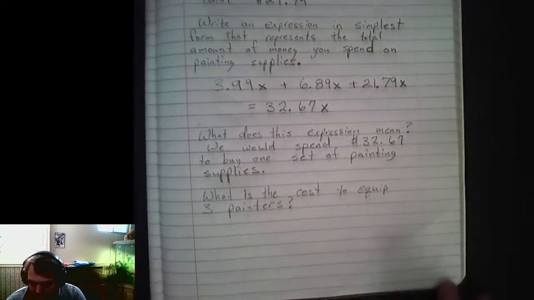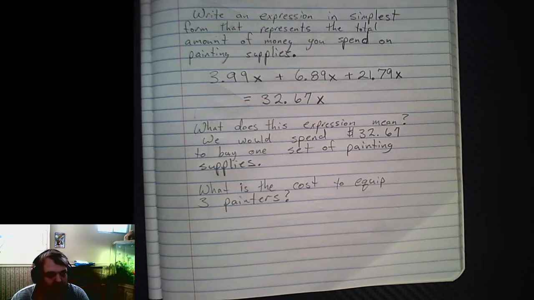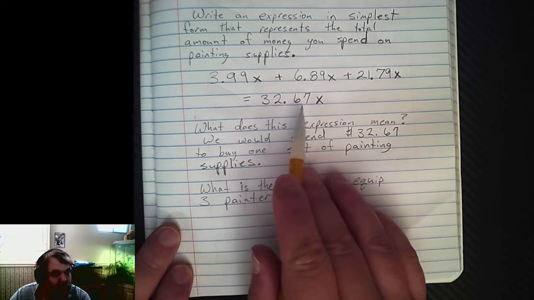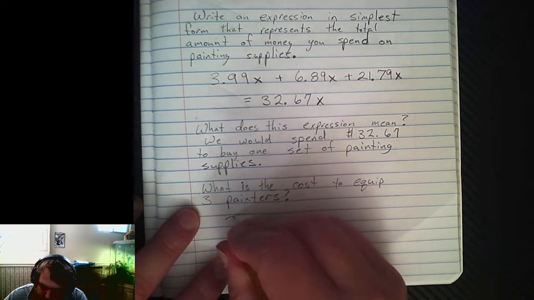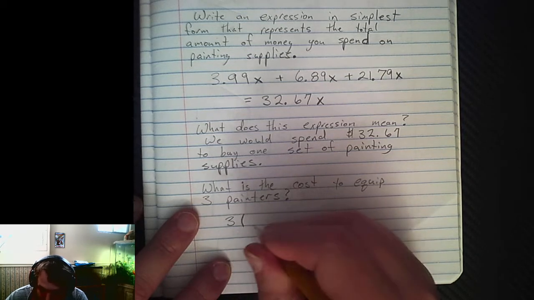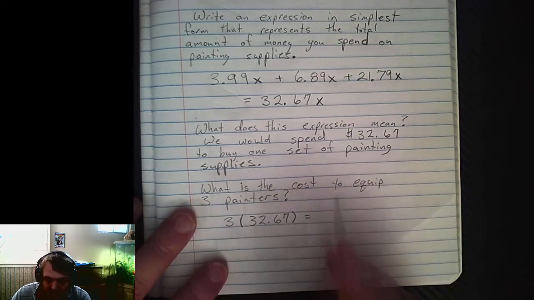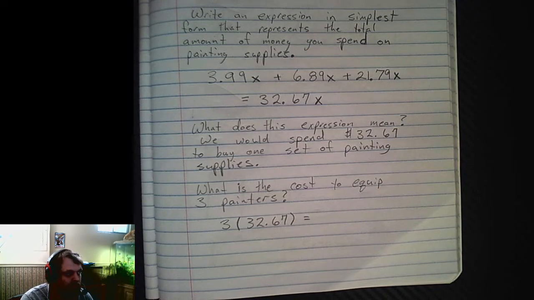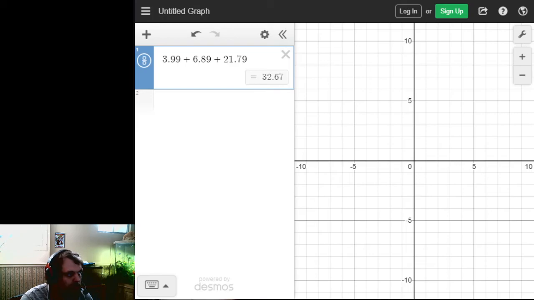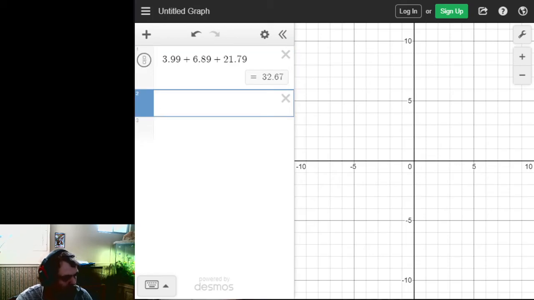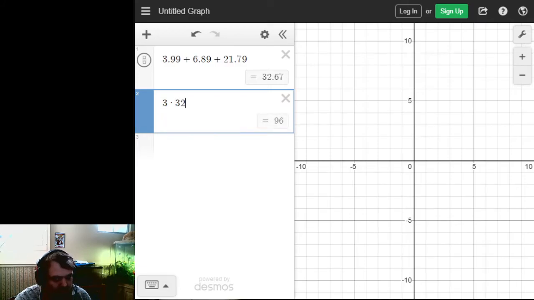Okay. The next thing it asks is, what is the cost to equip 3 painters? Well, if one set costs $32.67, for 3 sets, we're going to multiply the cost of one set by 3 to figure out what it would cost to equip 3 painters. Let's see that real quick. So now we can do 3 times 32.67, and we find out that it's going to cost $98.01 to equip 3 painters.